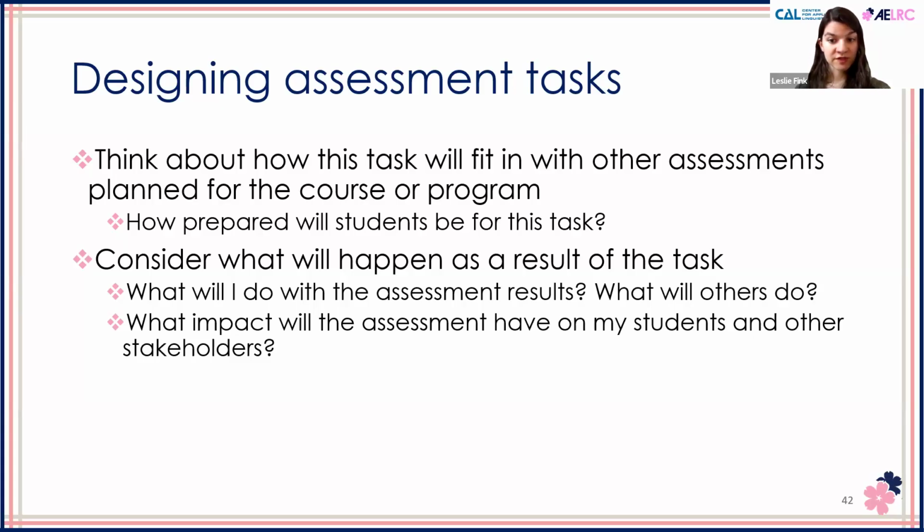You also want to be sure to think about the impact of results on students. Will they receive feedback that empowers them to continue their language study and know what they need to work on and improve? Or will they get a grade and no feedback and be discouraged because they don't know what it means?